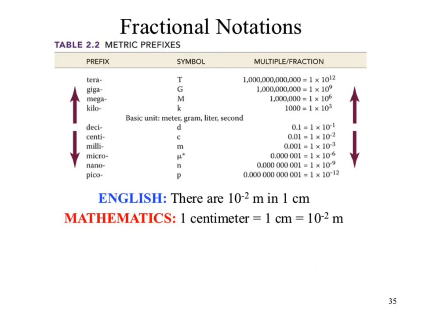Okay. We could go through and do it with centimeters as well. Okay. Our mathematics, 1 centimeter equals 1 cm equals 10 to the minus 2 meters. What's the subtle change that I made in this example from the previous one?